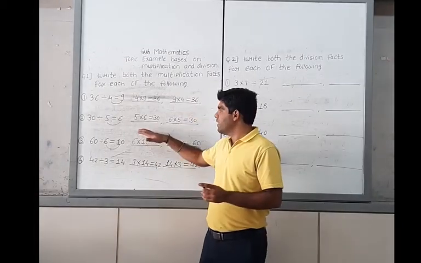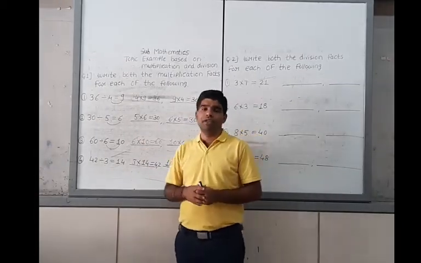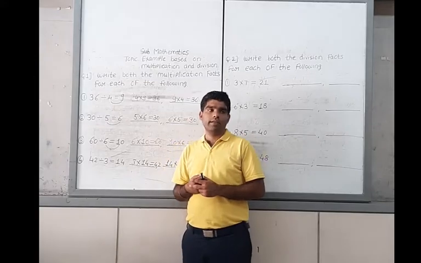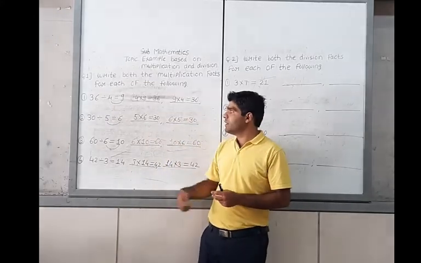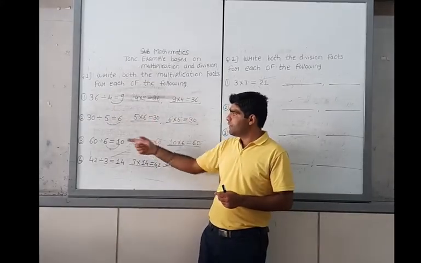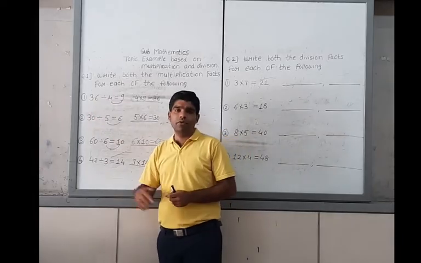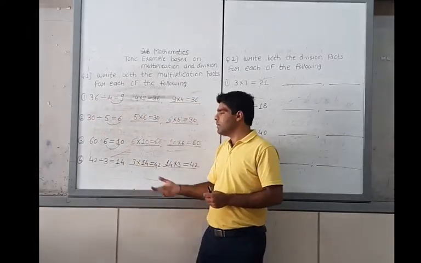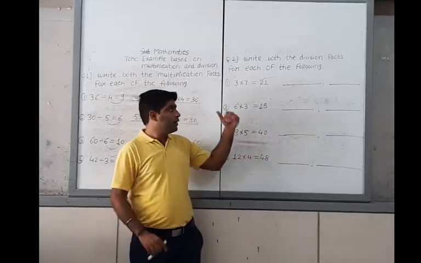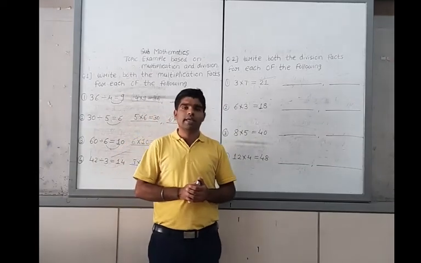Actually, this is our way. We have to write down the multiplication fact of the given example using their division fact. This is our division, and these are given to you. By using them, you have to write down the multiplication fact. Now next we will start from question number 2.